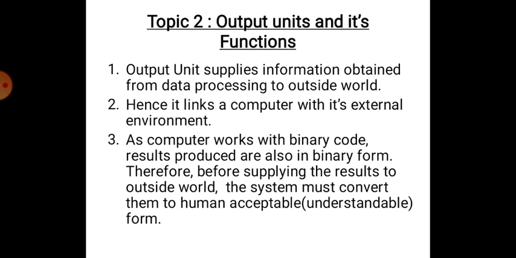Point number 3, as the computer works with binary code, results produced are also in binary form. Therefore, before supplying the results to the outside world, the system must convert them to a human acceptable or understandable form. Students, you very well know computer is an electronic device. It accepts only binary or coded information. Even the output is available in coded form. But since human beings cannot understand this binary code, it must be converted into a human understandable form, and the job of the output device is the same.